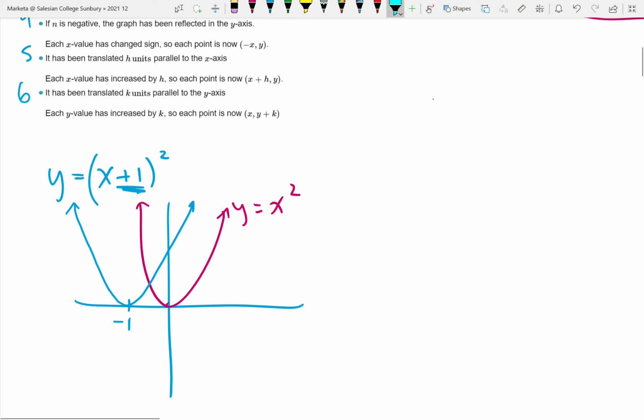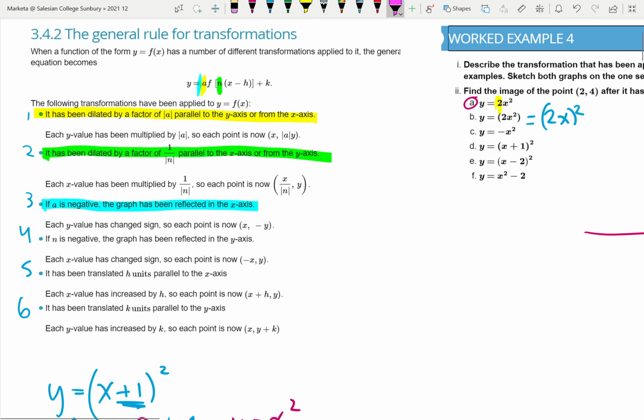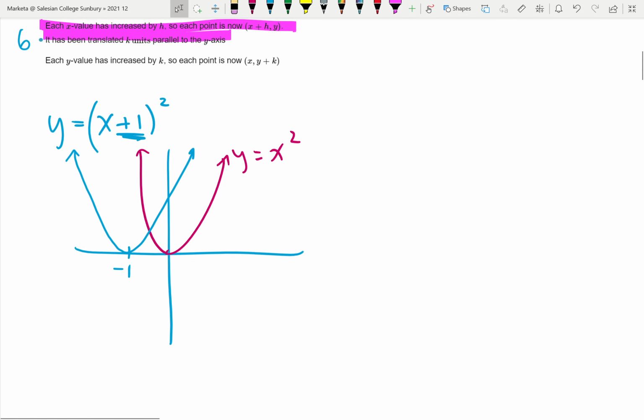So this is our h value, I'll go back to the rule. So this h value here. So each x value has... so we've got this. So the last one there. So this is going to describe the transformation here. We can say translated 1 unit to the left.